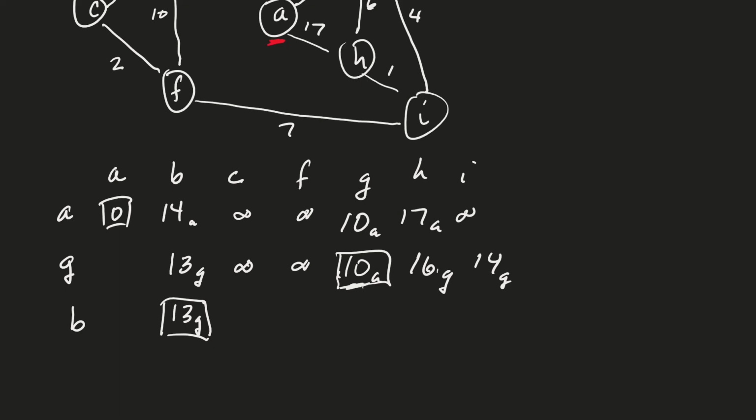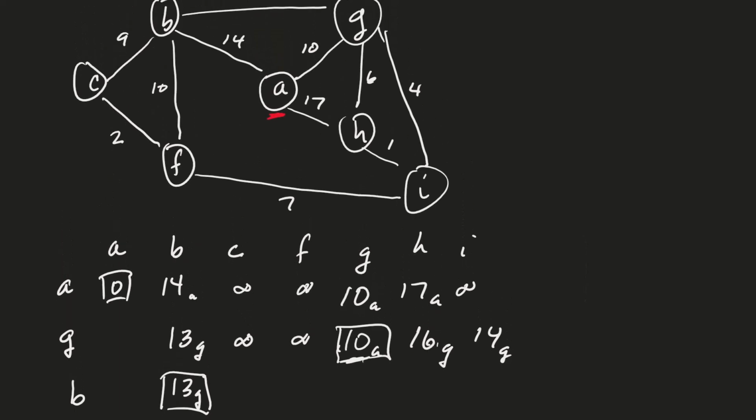Now from B, we want to see if B is connected to C. B is connected to C with a weight of 9. 9 plus 13 is going to be 22.